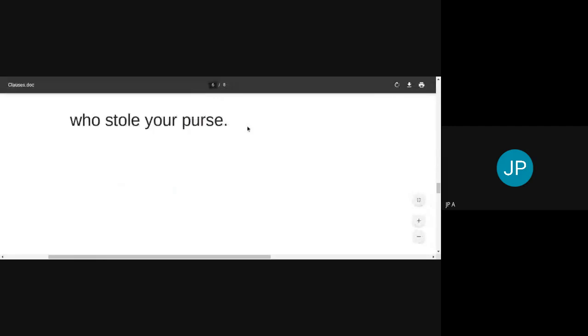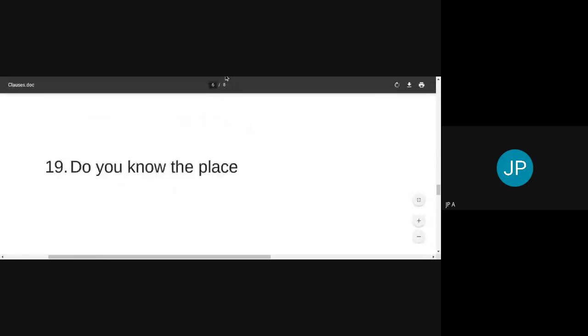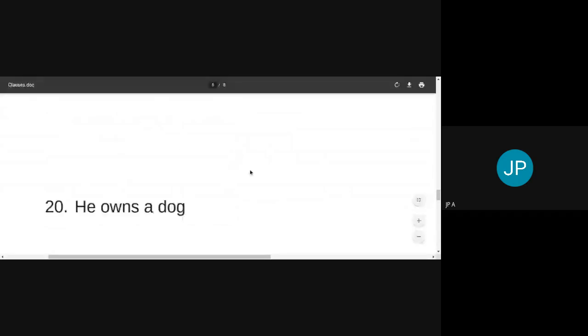Yes, who തന്നെയാണ്. Do you know the place? സ്ഥലം. Yes. Do you know the place where Smitha lives? Do you know the place where you were born? Question ആണ്, അതുകൊണ്ട് അവിടെ question mark. Do you know the place where you were born? He owns a dog.